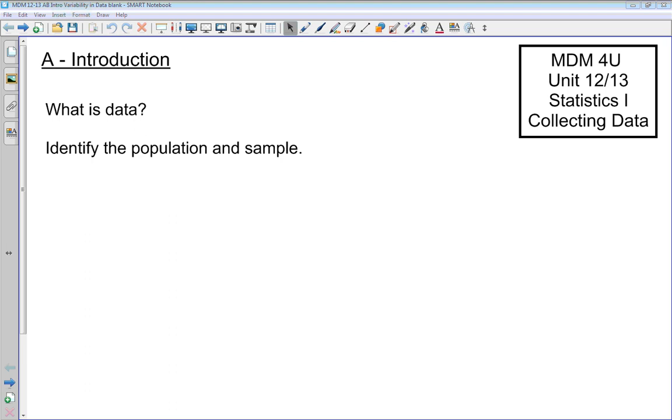And if we are given an example of some place where they're collecting data, we want to be clear on two terms. We want to be clear on what the population is and what the sample is, and how those two things affect our data collection process.